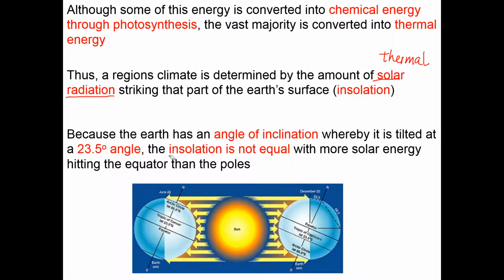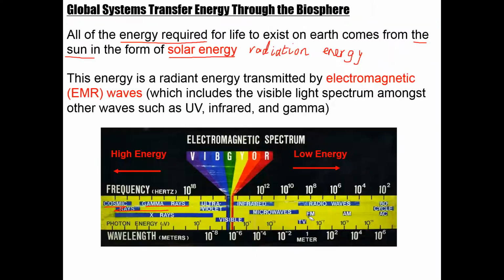That's because our Earth is tilted at an angle of inclination of about 23.5 degrees. It's rotating. Now, 23.5 might not seem very big, but think about how big the Earth is. So it's actually fairly significant for a planet the size of the Earth.